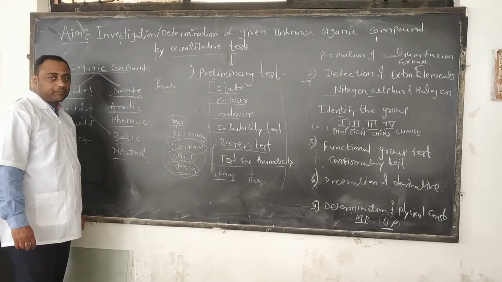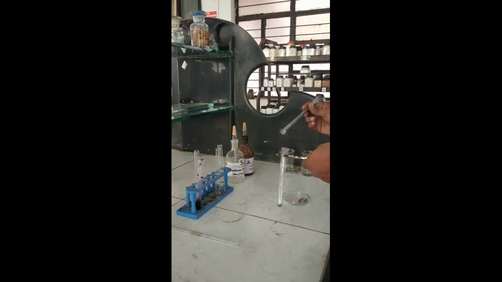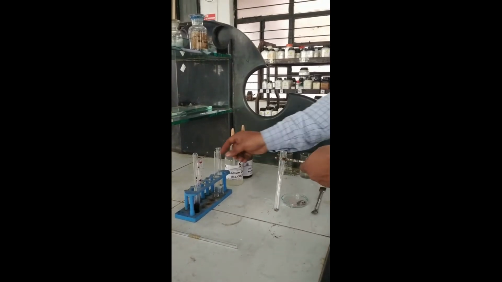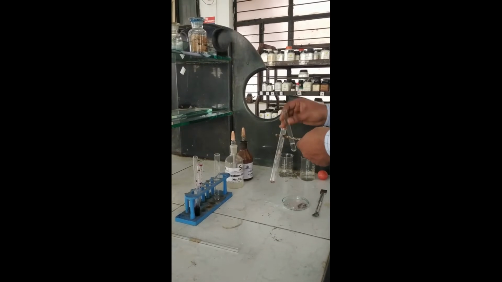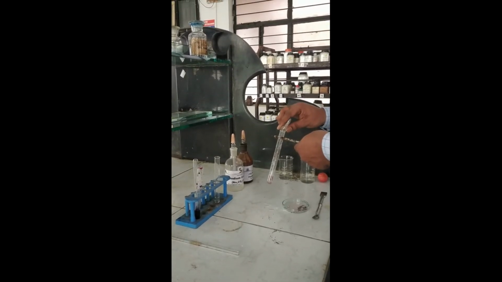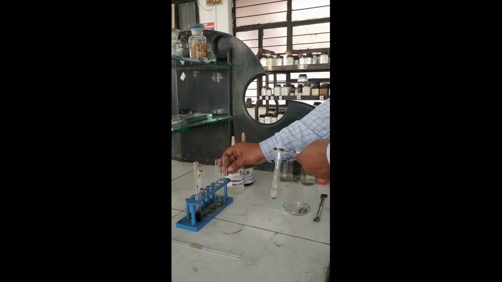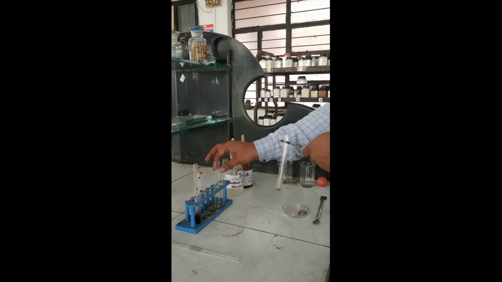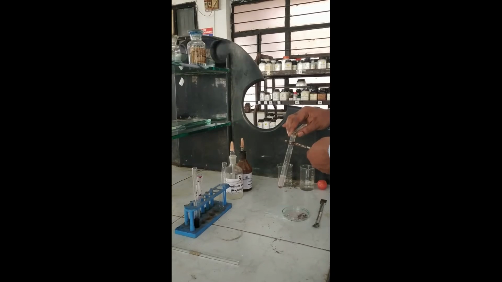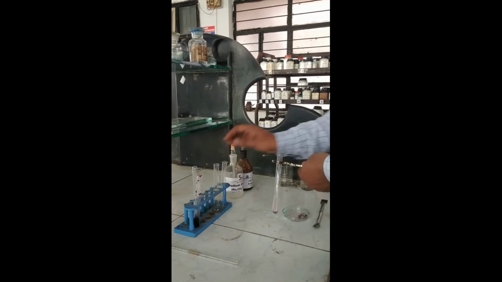Here is the test for the given organic compound. The procedure is: take 0.1 to 0.2 gram of organic compound in the test tube, add 2 ml of water, which is already measured. If this is insoluble in water, then add 1 to 2 ml of alcohol. Try to dissolve it.